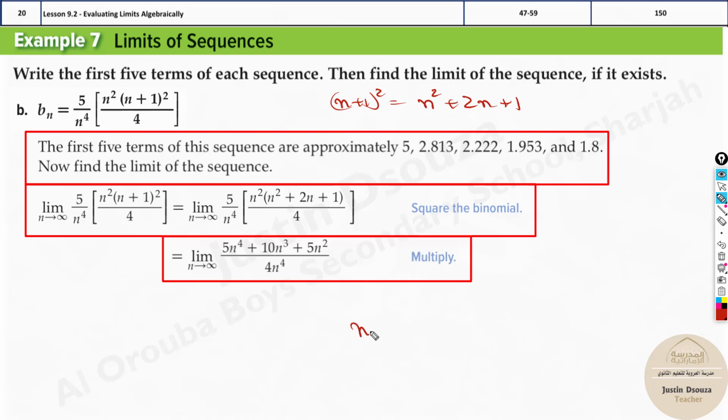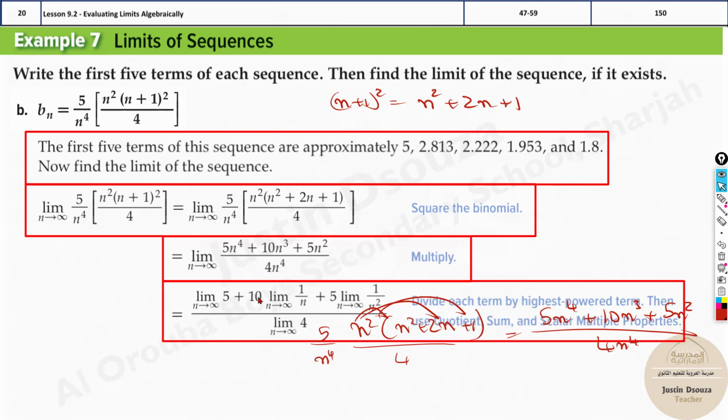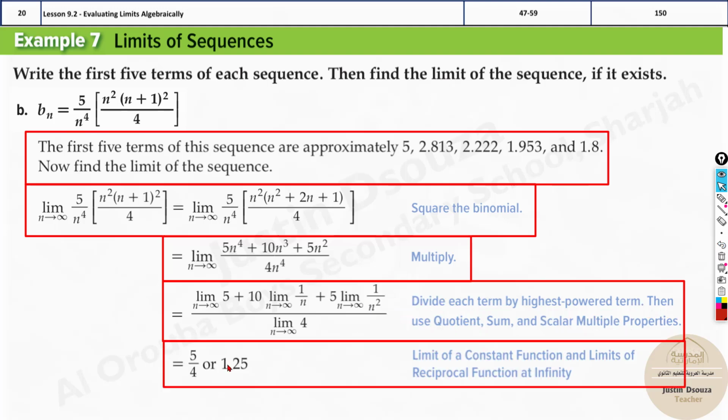Split it out. Over here, it will be 5n squared times (n squared plus 2n plus 1) divided by 4, and you have 5 divided by n to the power 4, right? Let's multiply this inside. So 5n multiplied will be 5n to the power 4 plus 10n cubed plus 5n squared, divided by 4n to the power 4. So this is the simplification we got. Now we know what to do: the highest degree is power 4. Divide everything by n to the power 4, simplify, put the limits and solve it. The answer would be 1.25.